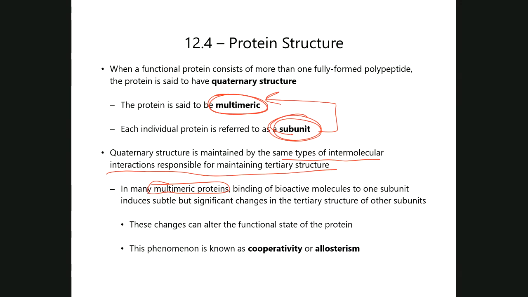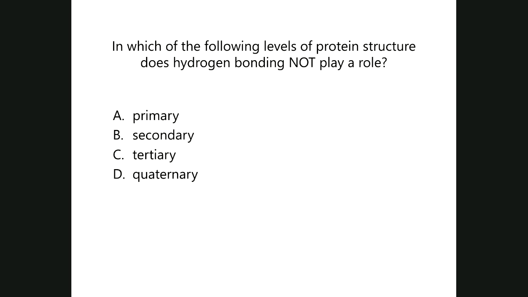Whenever these multimeric proteins engage in this type of behavior, we call that cooperativity or allosterism. What this means is, if you have a multiple subunit protein and one of the subunits interacts with some external agent, that causes a small change in the structure of that subunit that is then transmitted to the others. That small change can then affect how the remaining subunits interact with other entities in their surroundings. The classic example, as we're going to see, is hemoglobin.